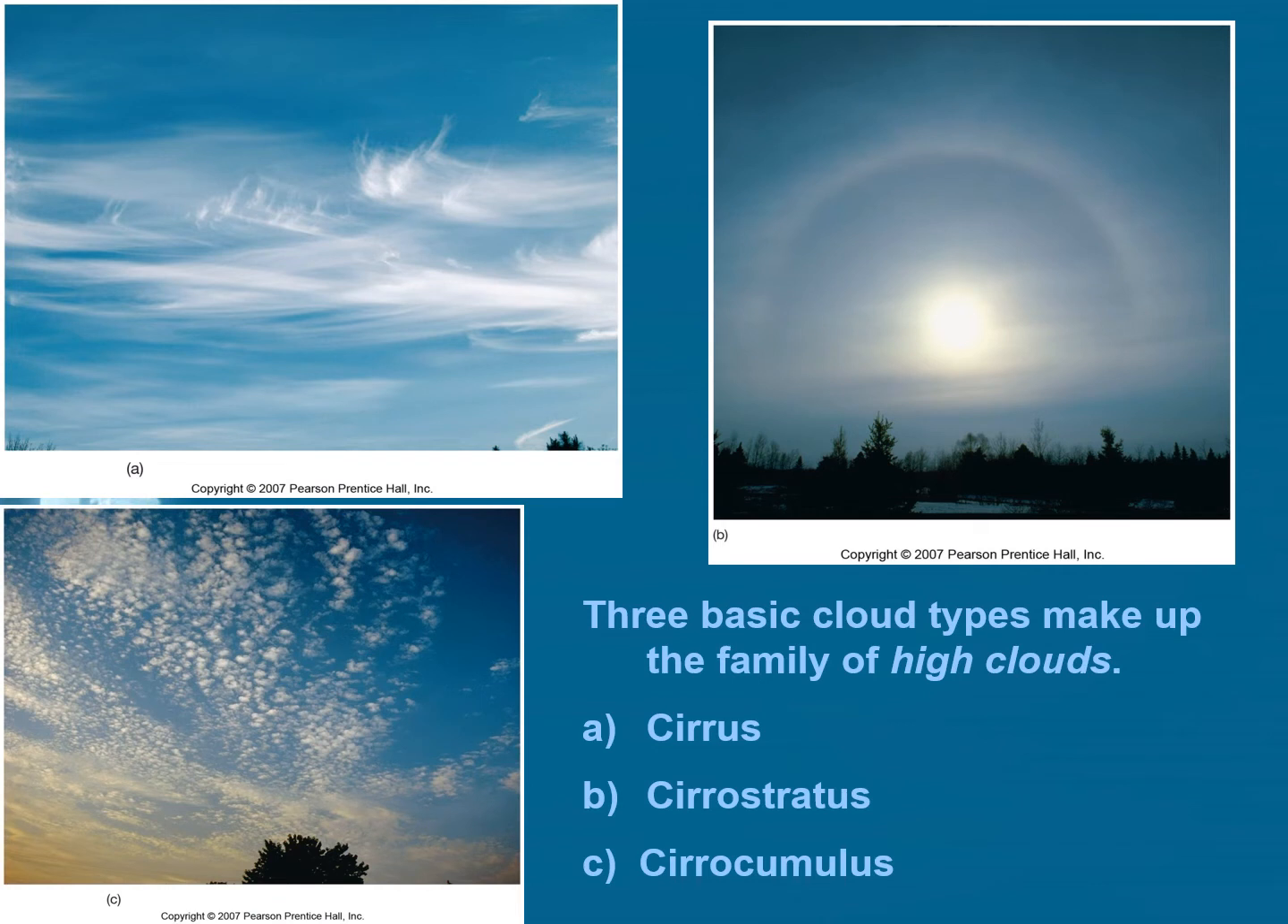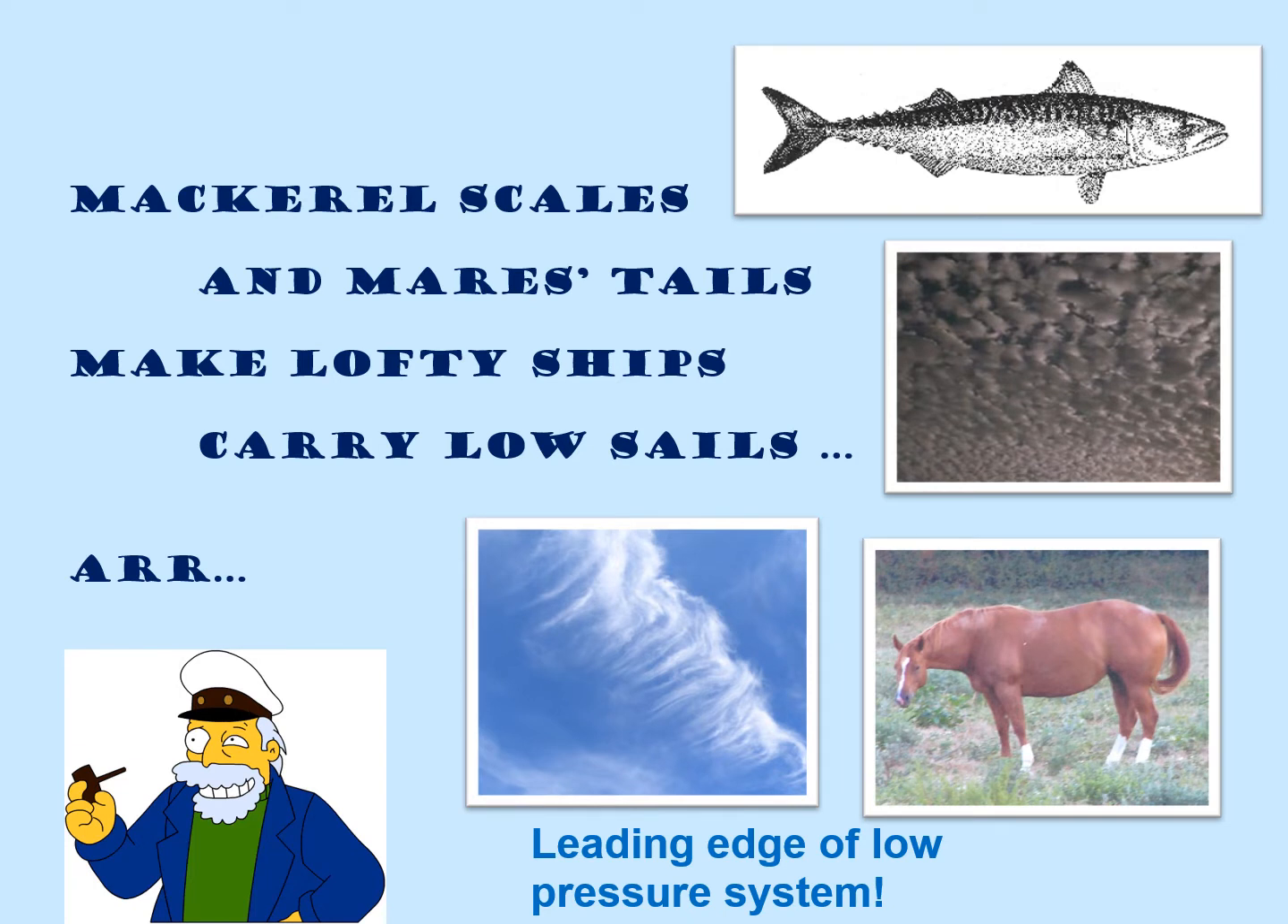Some images here of cirrus, top left, cirrostratus, on the right, cirrocumulus on the bottom. So, an old sailor's phrase: mackerel scales and mare's tails make lofty ships carry low sails. So what are we talking about here? We're talking about the mackerel sky, which was, I believe, the cirrocumulus or the altocumulus, telling you that a storm may be approaching. And of course, the mare's tails are the cirrus clouds. And again, when the cirrus clouds are approaching, that tells you that a mid-latitude cyclone is coming. And yes, you might get some weather to contend with from that.